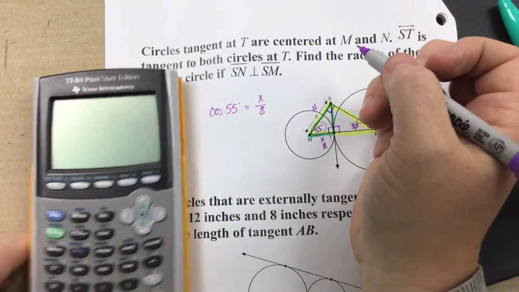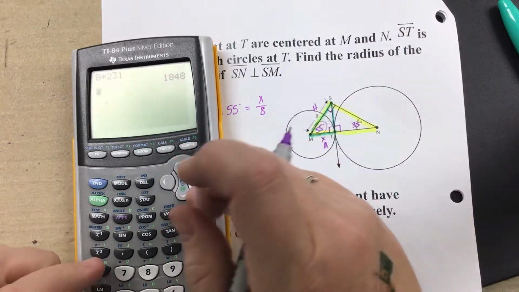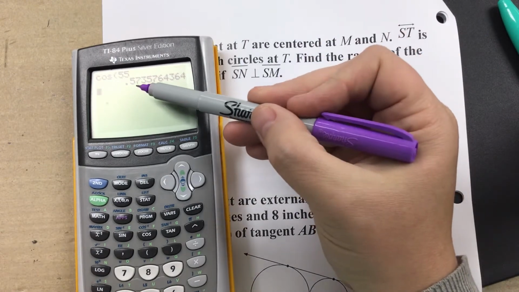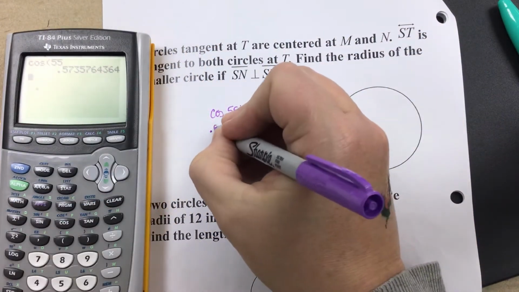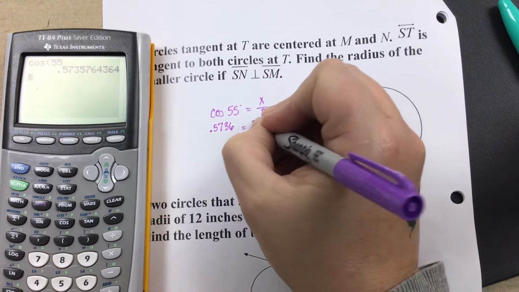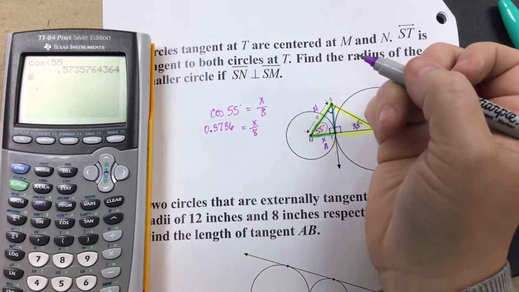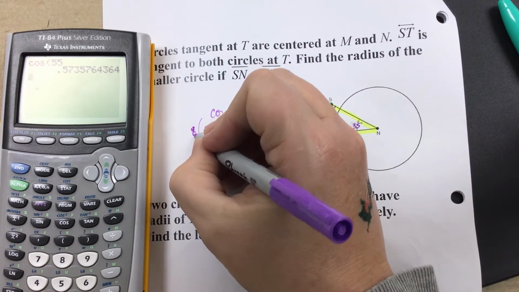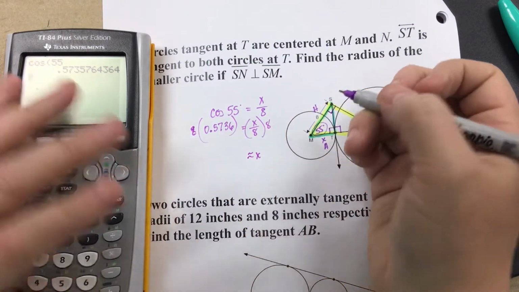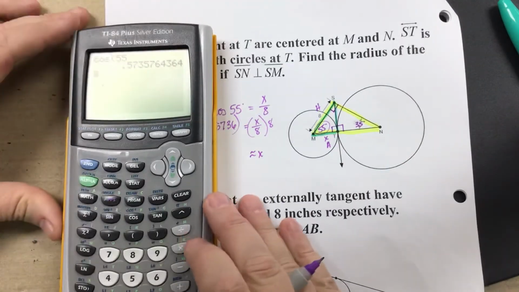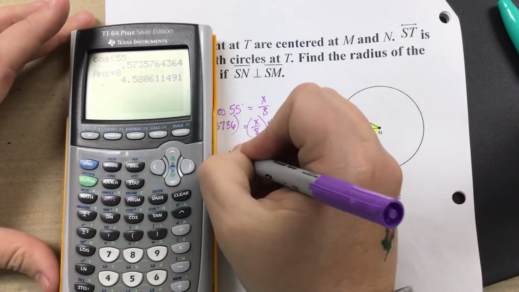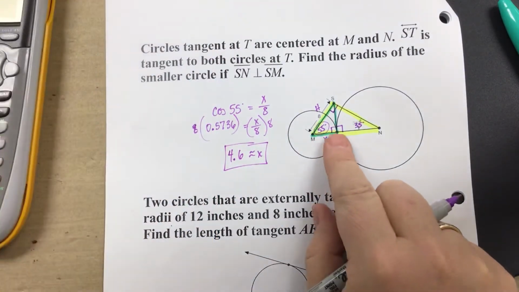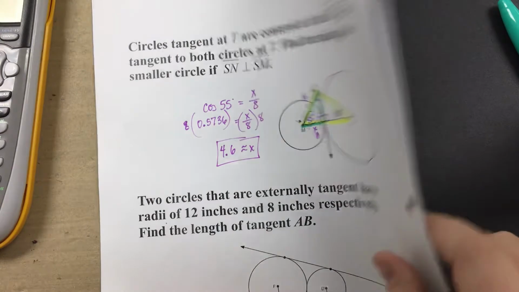I'm going to grab my calculator and type in the cosine of 55. To 4 places after the decimal, that is 0.5736, and that equals x over 8. To solve for x, we could multiply both sides by 8. Since the directions didn't say, let's round our answer to the nearest tenth. So I get about 4.6. x is referring to the radius of circle M, so that's going to be the radius.